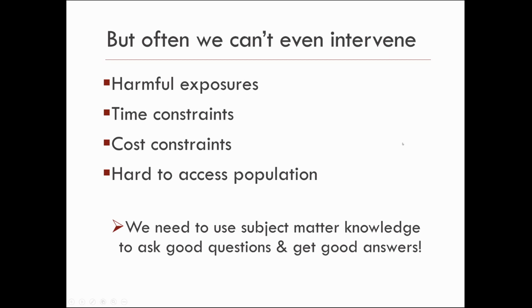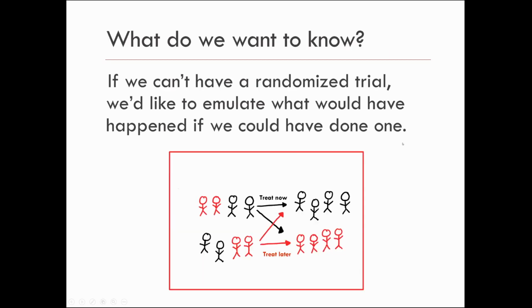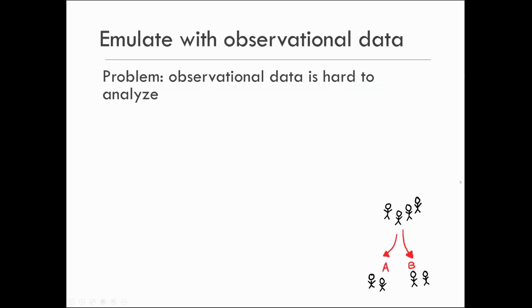And so the next best way to do that, if we don't have a randomized trial, is to emulate what would have happened if we could have done one. And so typically we do this with observational data. We start by finding some people who have the exposures that we're interested in, and we separate them into groups and see what happens to them. The problem with observational data is that it's hard to analyze.